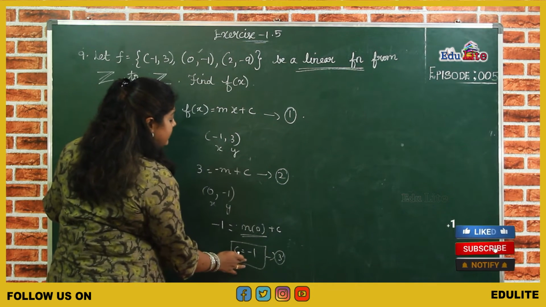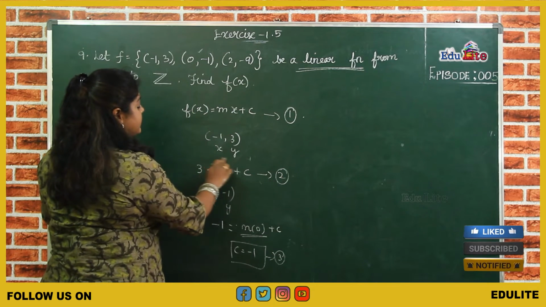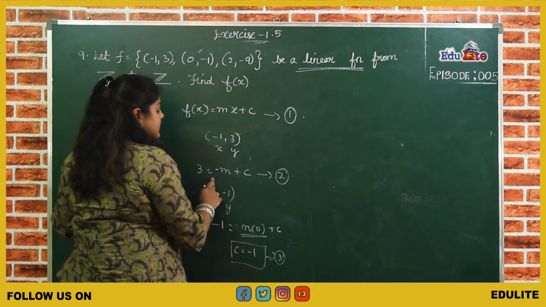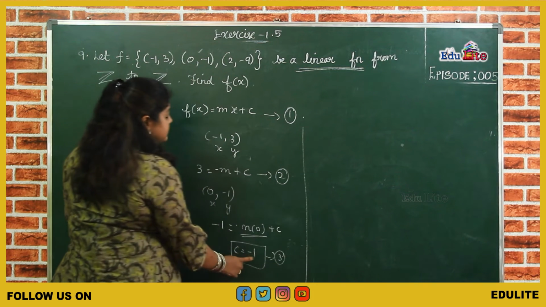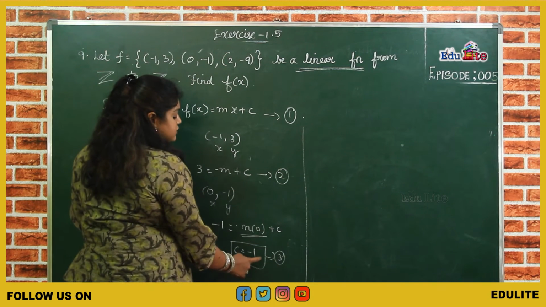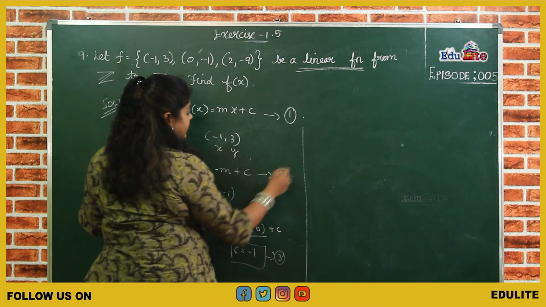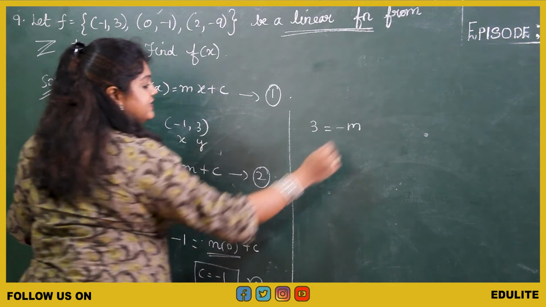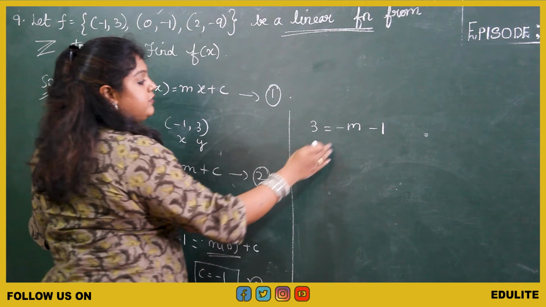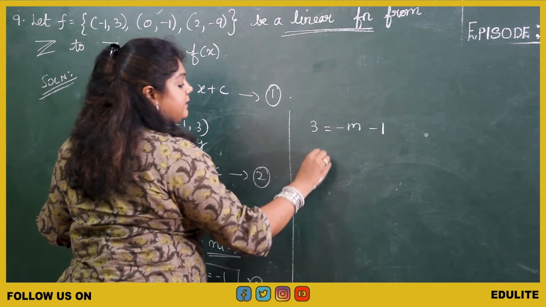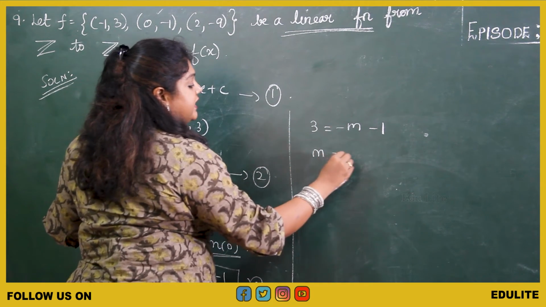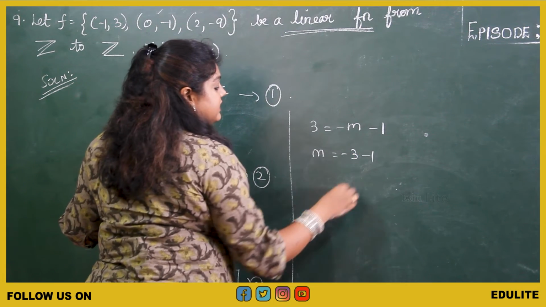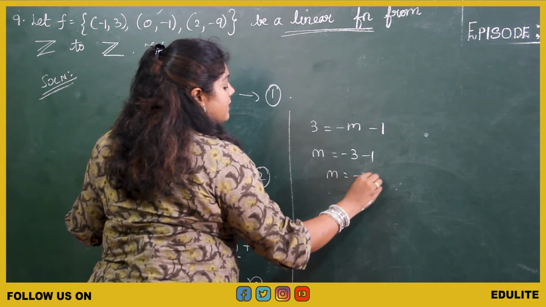Now we will substitute the value of c in the second equation, and therefore we will get the value of m. I am going to substitute c equals minus 1 from the third equation into the second equation. 3 equals minus m, and the c value is minus 1. I am going to take m to the other side, it will become plus m. 3 to the other side will become minus 3 minus 1. m is equal to minus 4.